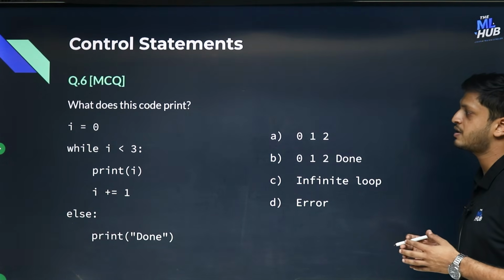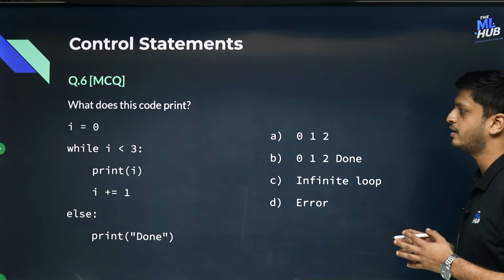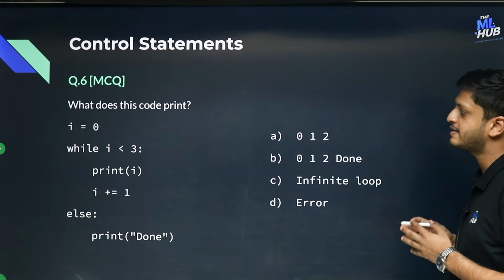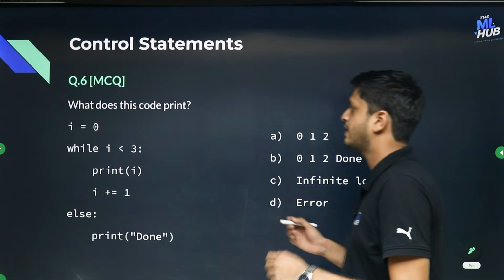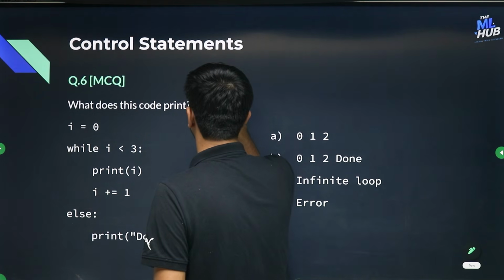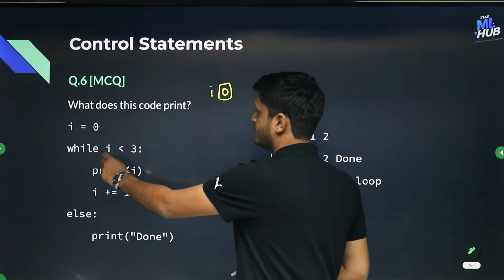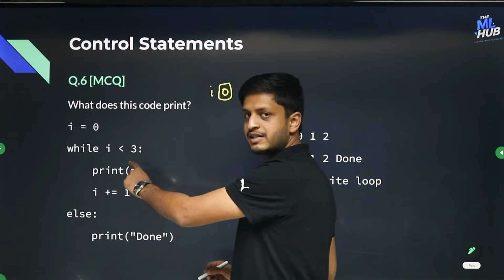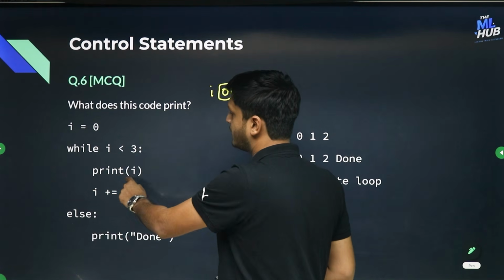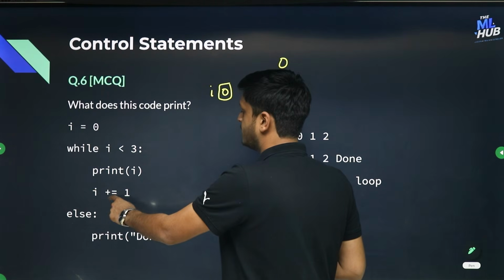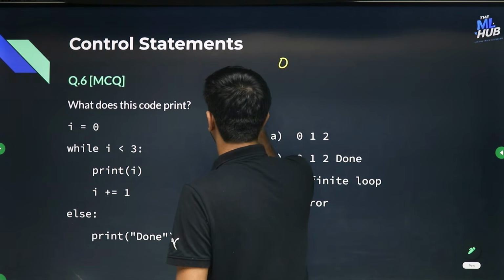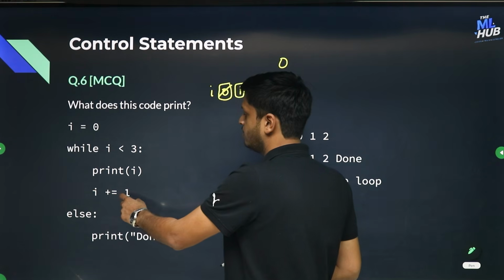Now let's look at the next question. What does this code print? I is equal to 0, while I less than 3, print I, I plus equal to 1, else print done. So I is equal to 0 here initially. And we are checking, is 0 less than 3? 0 is less than 3, so we will go inside. We will print I. Print I means 0 will be printed. And then I plus equal to 1 means I will be incremented by 1. I will become 1 now.